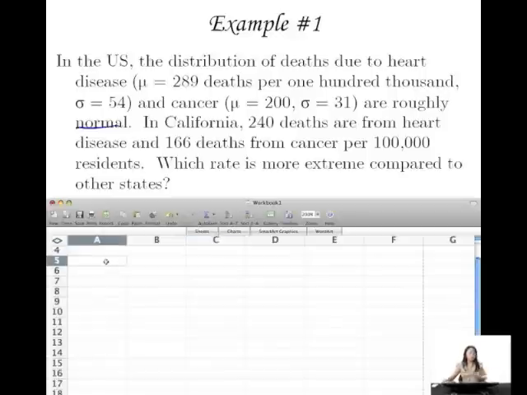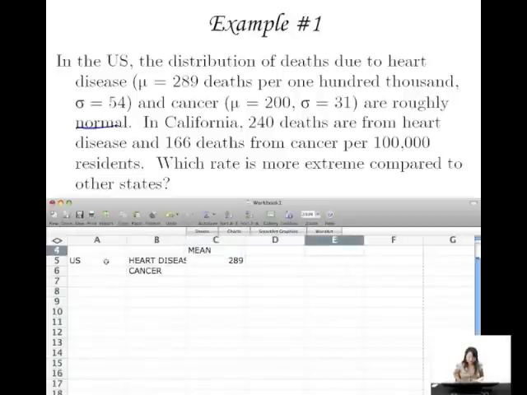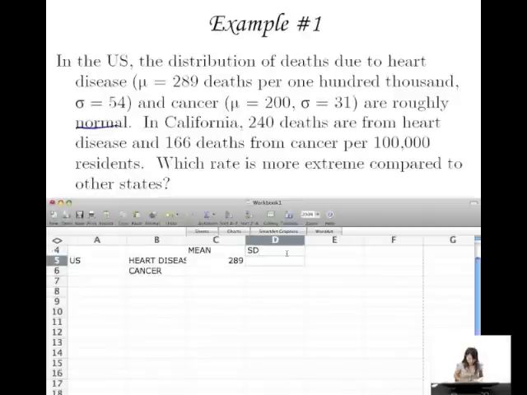All right, so let's first start with the US. The US mean for heart disease, so I'll use this row for heart disease and this row for cancer. So the US mean is 289, and the standard deviation is 54. For cancer, it's 231. We want to know how extreme the California deaths are.